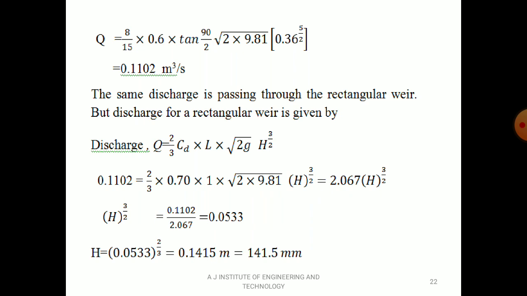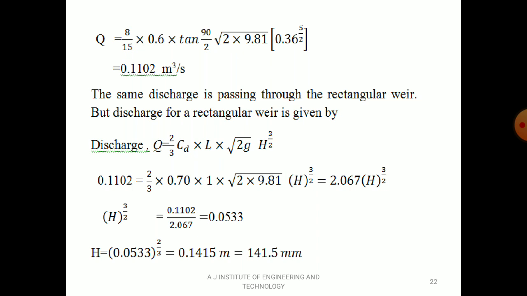The same discharge is passing through the rectangular weir. This you have to understand properly. Whatever the amount of water that is flowing over the triangular weir, that is going to flow over the rectangular weir. So discharge remains same. So the discharge value we got is 0.1102. If you make any mistake in the discharge calculation, then you are going to end up with a wrong result for the rectangular weir as well.